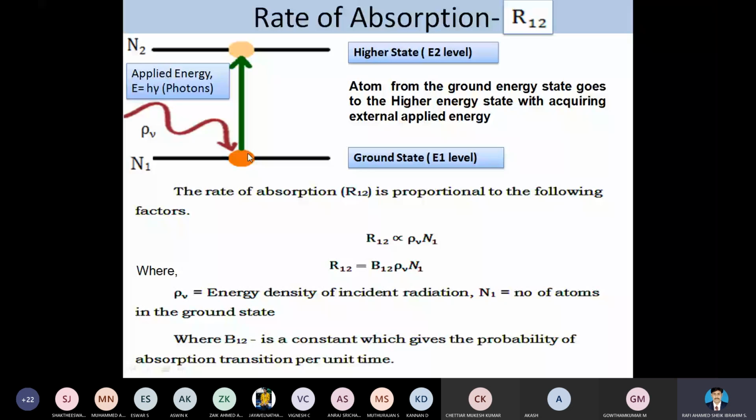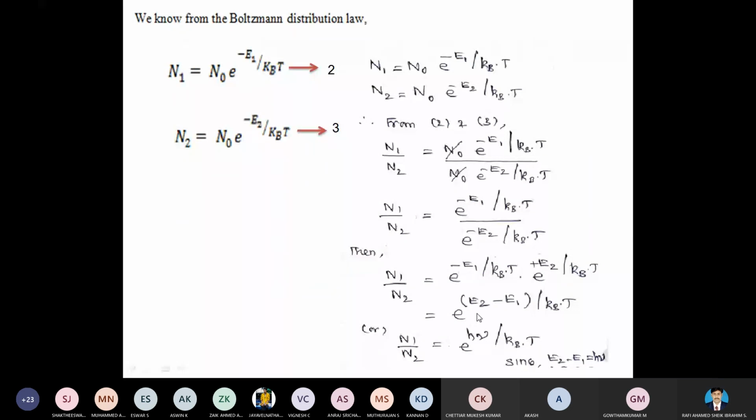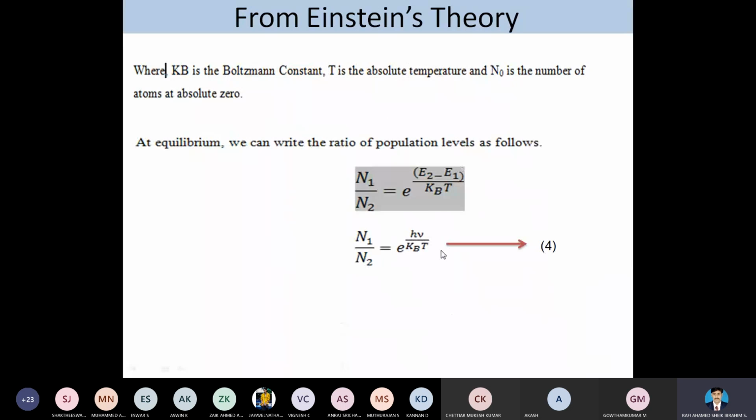The reason is that the laser action takes place from the higher state to the ground state. That's why we are mentioning E2 minus E1 is equal to h nu. This E2 minus E1 becomes h nu. So we can write N1 by N2 is equal to e power h nu by kbT. Instead of E2 minus E1, we can write h nu. So this condition is the next step.